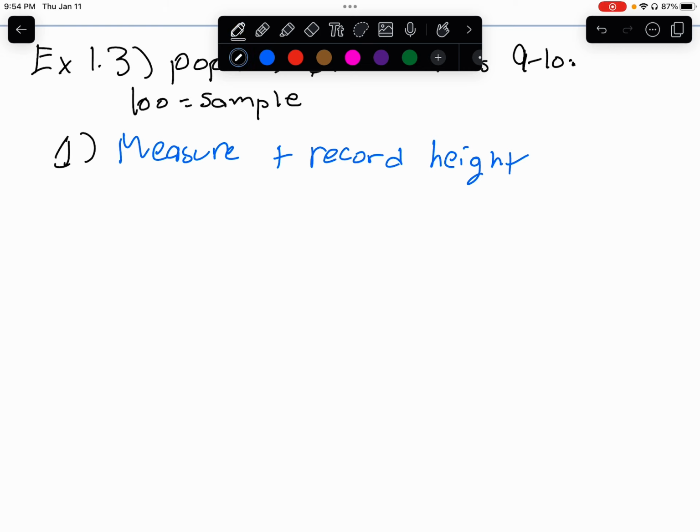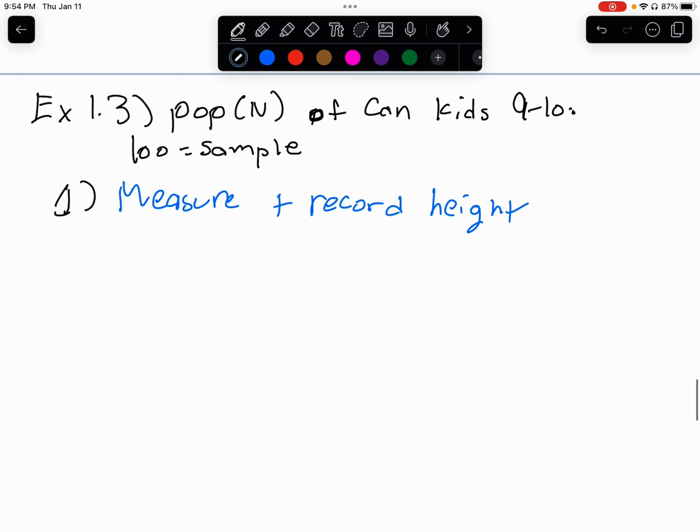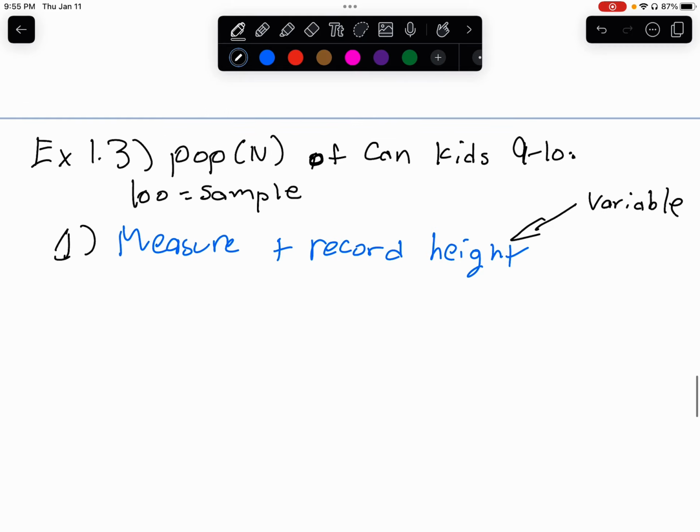So in this one, we're measuring and recording height. So our variable is, remember, height. Because our variable is the height, this is going to be numerical because height's a number, right? You could be 10 apples high, but even that has a number to it, right? It could be 2 meters or whatever meters of height you want to measure, right?